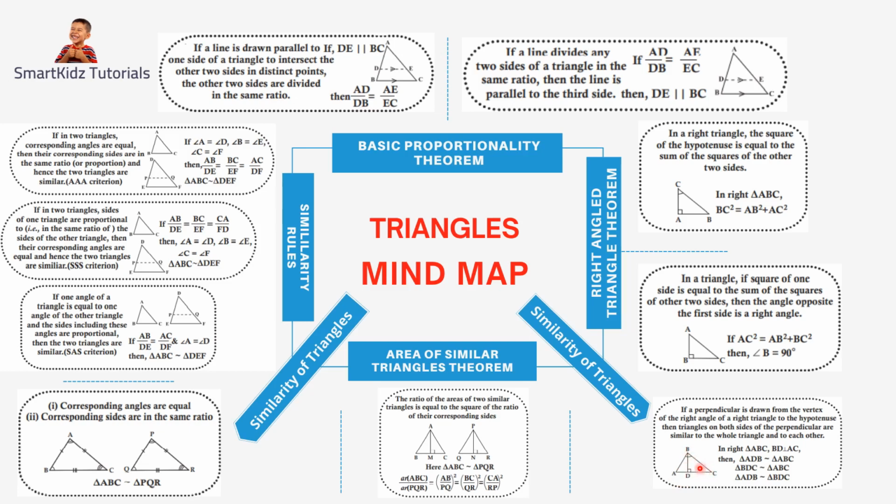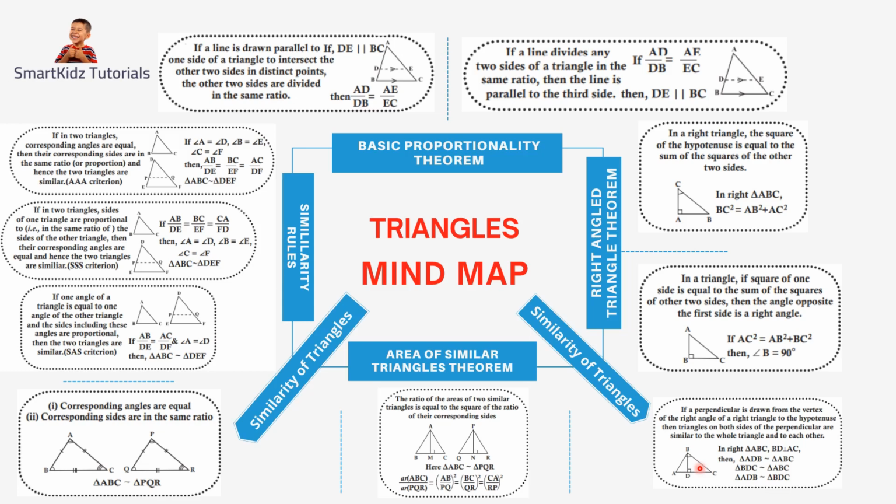So this is one more theorem that comes in very handy to prove any riders, and can also come in MCQs. So remember, if a perpendicular is drawn from the vertex of a right angle of a right triangle to the hypotenuse, then the triangles on both sides of the perpendicular are similar to the whole triangle and also to each other. If these individual triangles are similar to the entire triangle, then they have to be similar to each other as well. A very, very important theorem to remember.